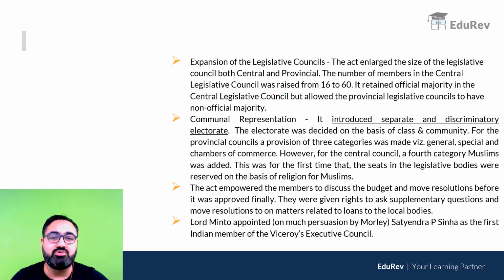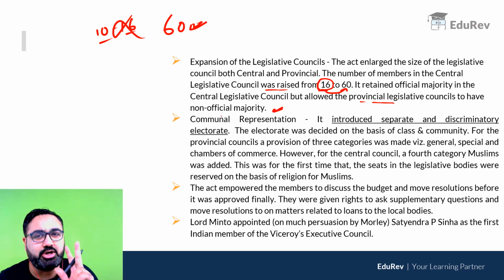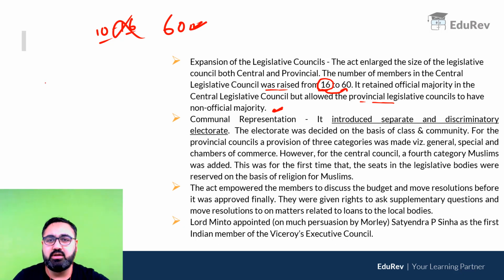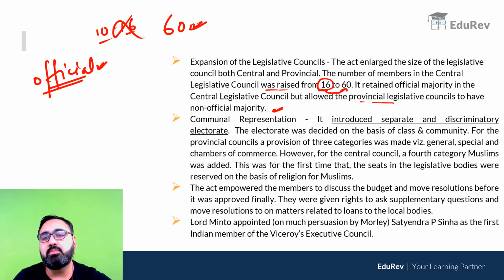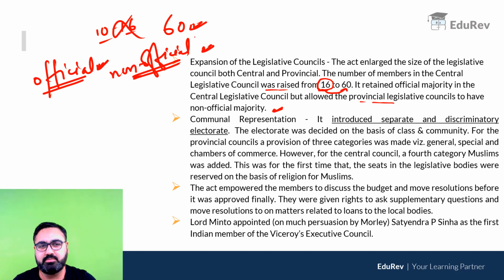Now, the Legislative Council at the center would have 60 members instead of 16. If you remember, in the last act we read, the Legislative Council had 10 to 16 members. At the provincial level also, the number of members would increase. Now there were two types of members in these councils, remember. There were the official members, meaning the members who were actually part of the British government, representing the British East India Company, and there were non-official members in the council, meaning those members who did not work for the company, who came from outside.